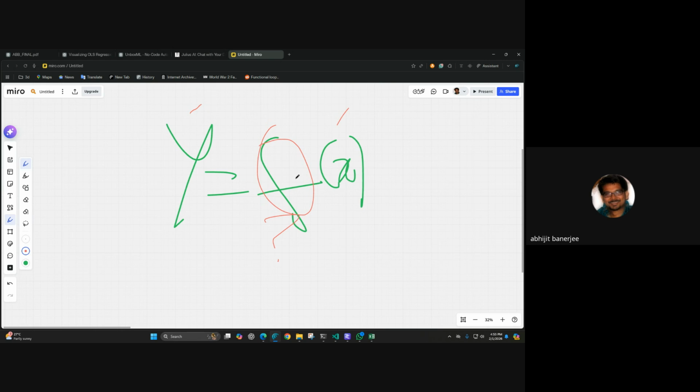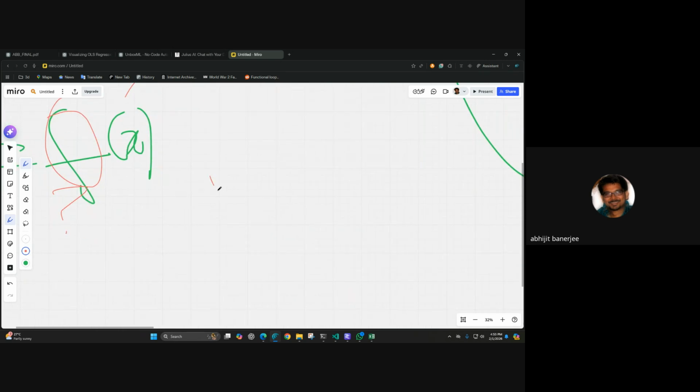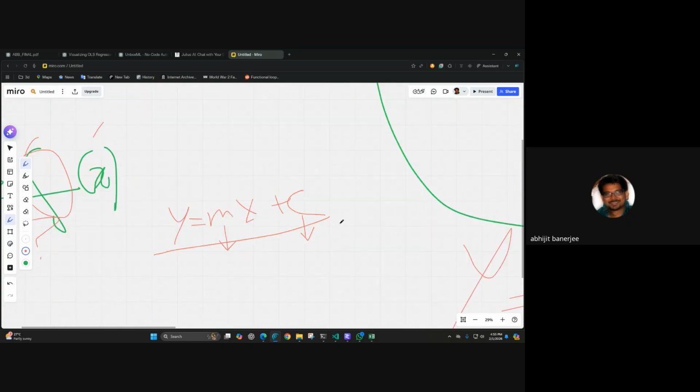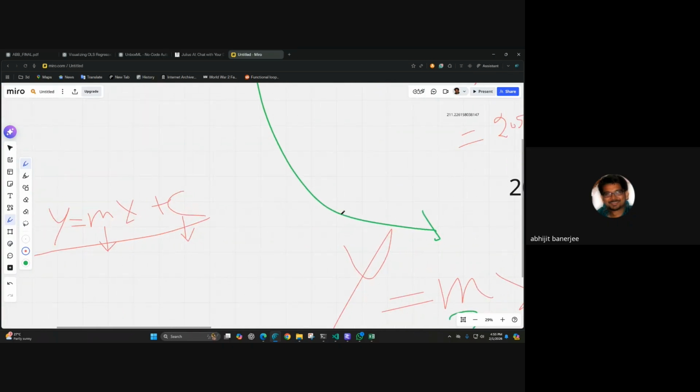F is a what? F is a function. Isn't y equals mx plus c a function? We had no idea. We know that we need to have a straight line, but we have no idea how to formulate this equation because we did not know m, we did not know c. But with this OLS method, now we have both of them and we can plot them up.